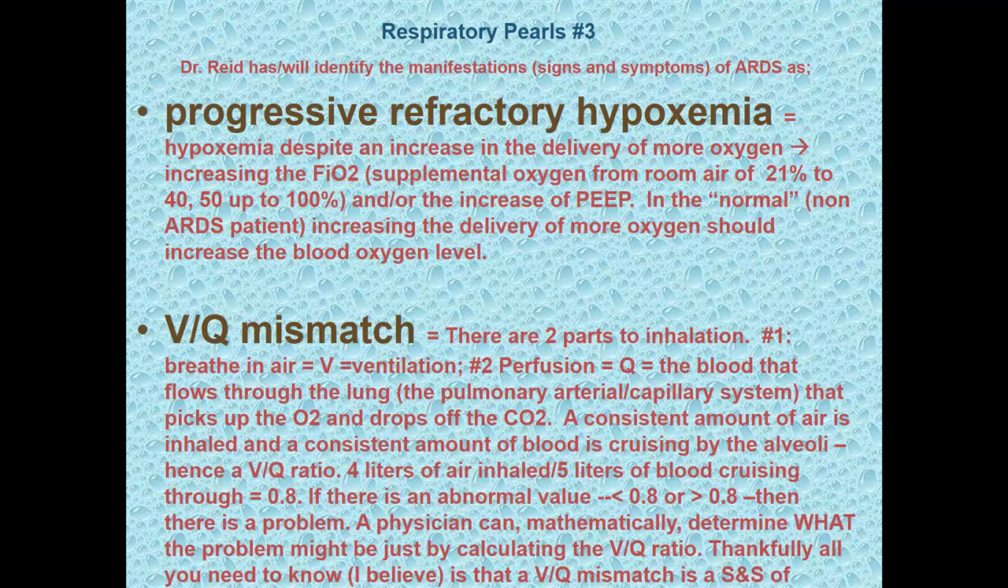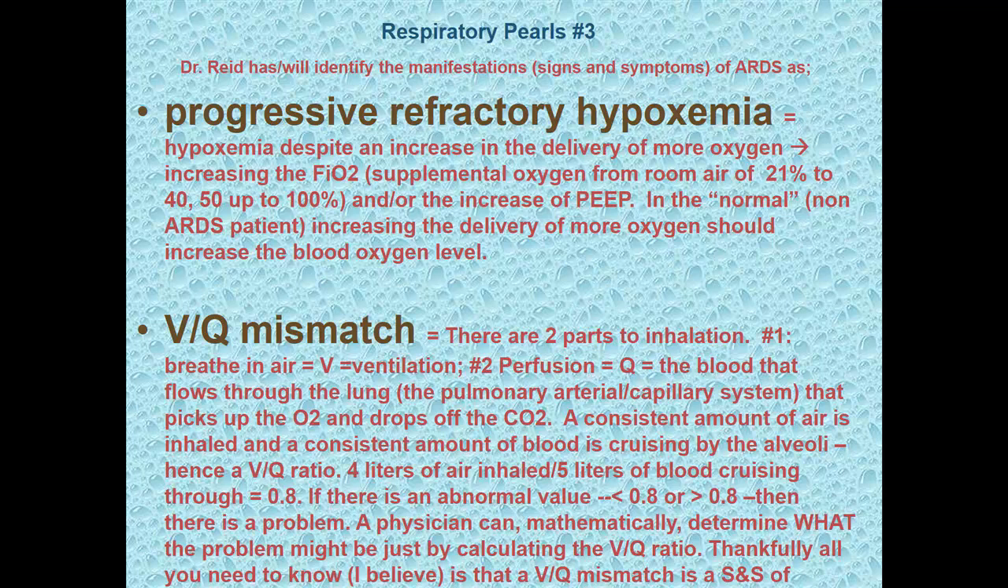In other words, there is a very steady state that you and I inhale 4 liters of air, and after we inhale 4 liters of air, 5 liters of blood will go cruising through the capillary system, and that's how your blood or your O2, the gases, are moved around in and out. And so therefore it becomes a mathematical ratio, so it's 0.8. So if there's any kind of abnormal VQ, that means it falls either in less than 0.8 or greater than 0.8. And this will help the physician pinpoint the problem from a mathematical physics perspective.